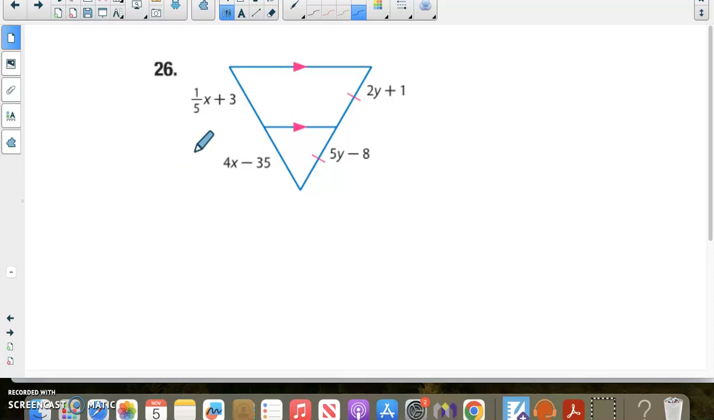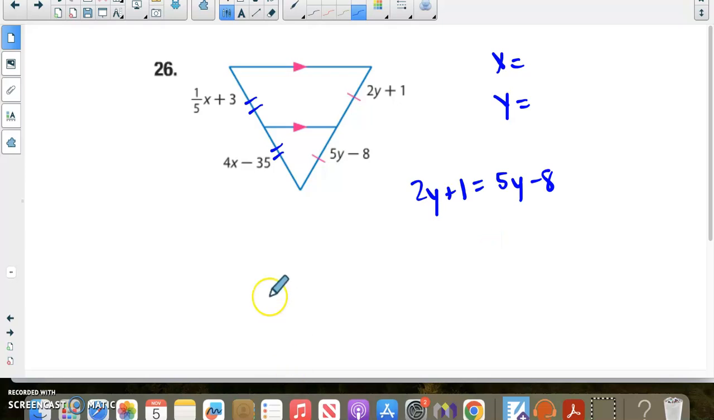So here we go. We have two parallel lines. And again, we have congruent segments here, so therefore we know these two segments are congruent as well. And so we are going to find x and find y. We'll start with y first. So 2y plus 1 is equal to 5y minus 8. Pause the video and see if you can figure this out yourself.